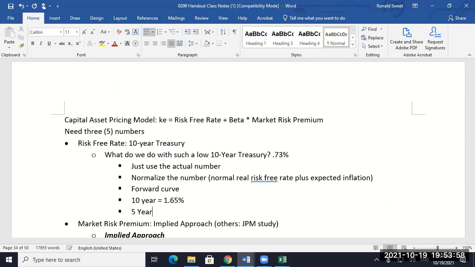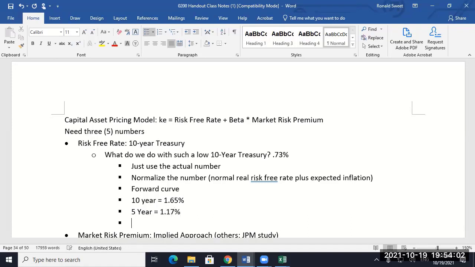5-year, I think it was 1.17. So if someone says, what does the bond market think the 5-year Treasury will be in 5 years? Y'all know how to do that? Some of you have done this before. Somebody knows.